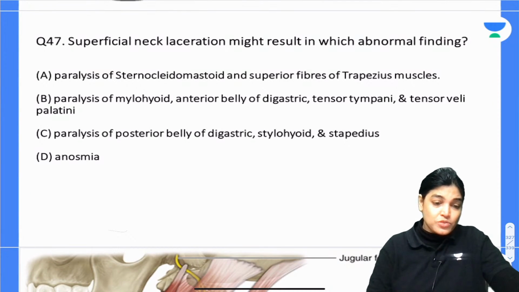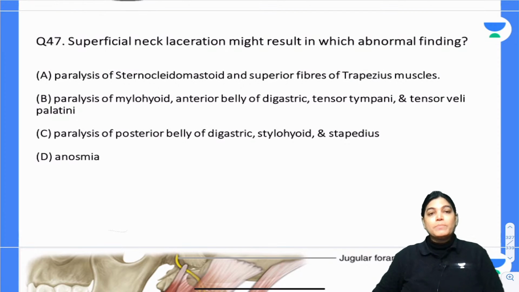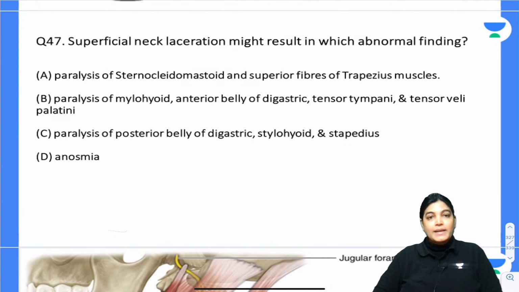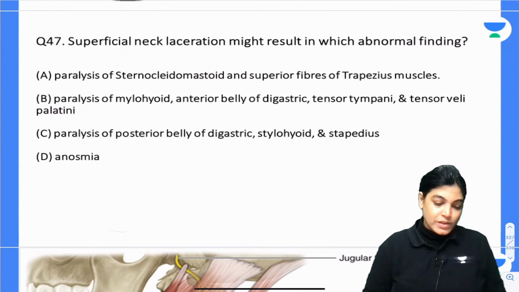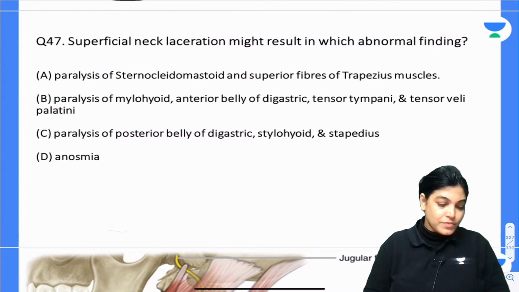Superficial neck laceration is giving abnormal findings. Which of the following will be the presentation? Please read all four options and give me the right answer. If there is a case of neck laceration, which of the following abnormal findings will be found? It will lead to the paralysis of which of the following structures?